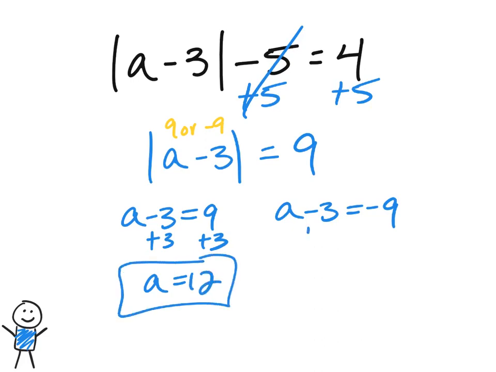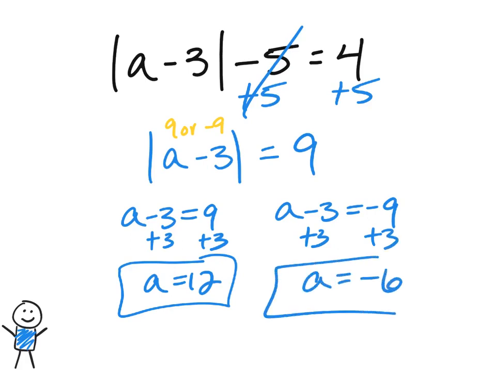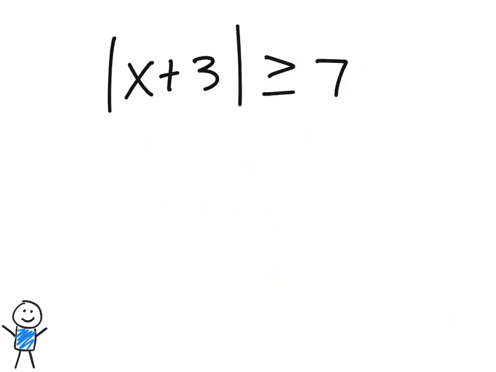And on the second equation, I'll add 3 again. This time I'm adding 3 to a -9, giving me a sum of -6. Both of those values could plug in for A and give me the absolute value equation that I'm looking for.